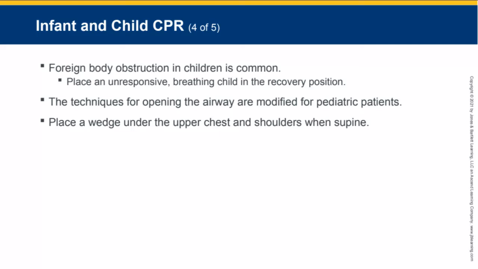Techniques for opening the airway are modified for pediatric patients. So there are a few modifications depending on the size of the pediatric patient. If they are very small or very young, we want to elevate the shoulders with padding. We want to keep the head in the sniffing position. We don't want to do a full head tilt chin lift for these patients because it can occlude the airway. So place a wedge under the upper chest and shoulders when supine.